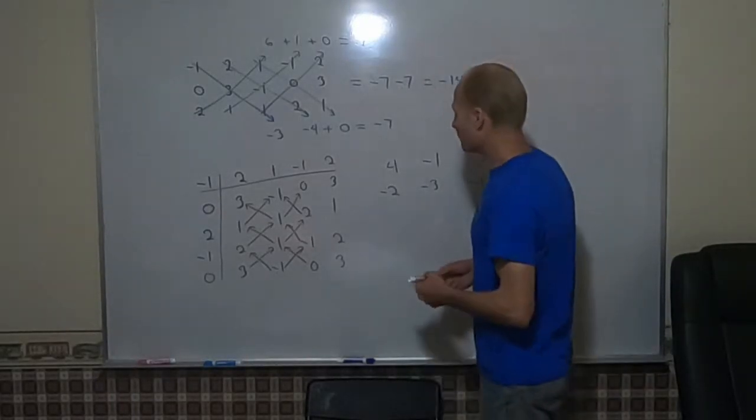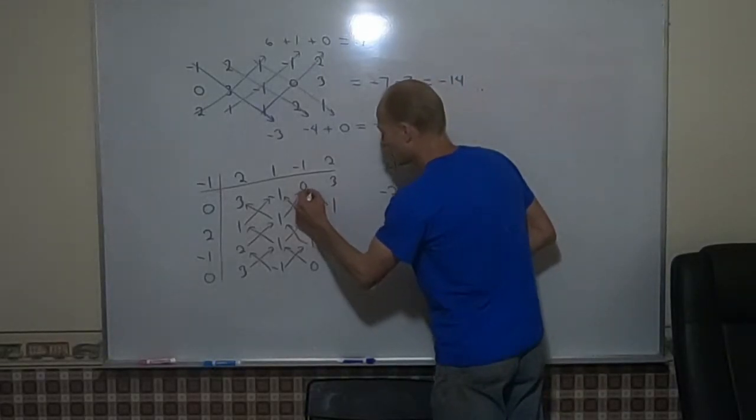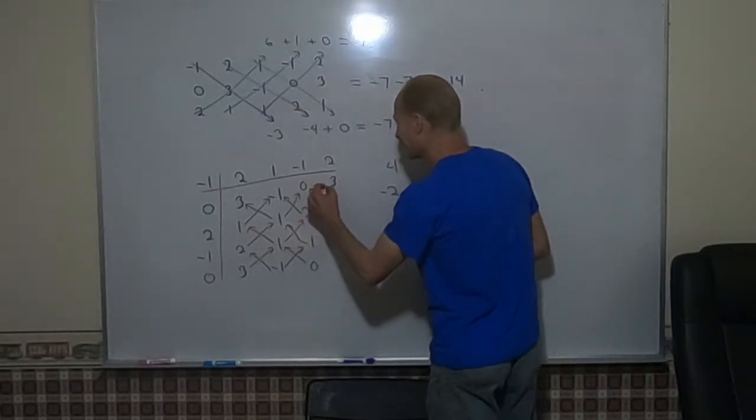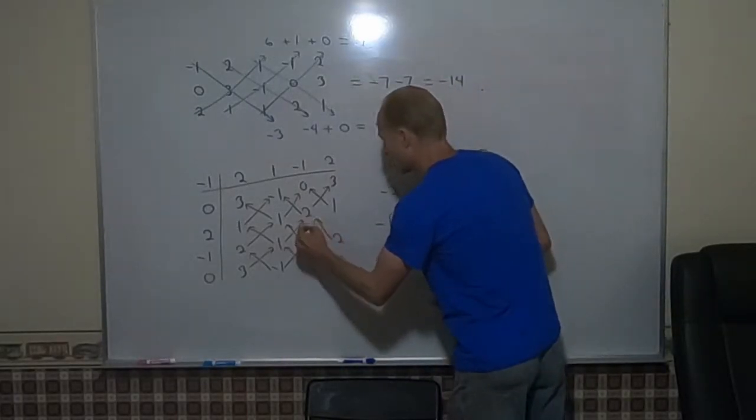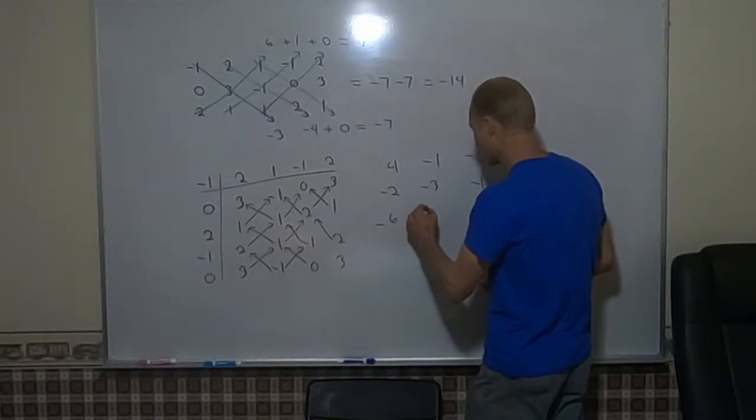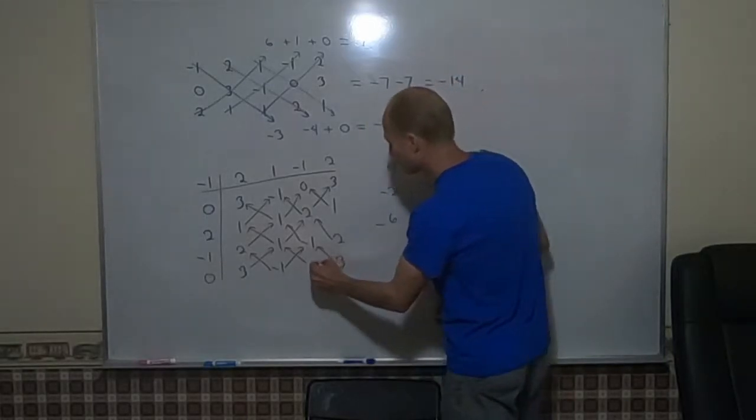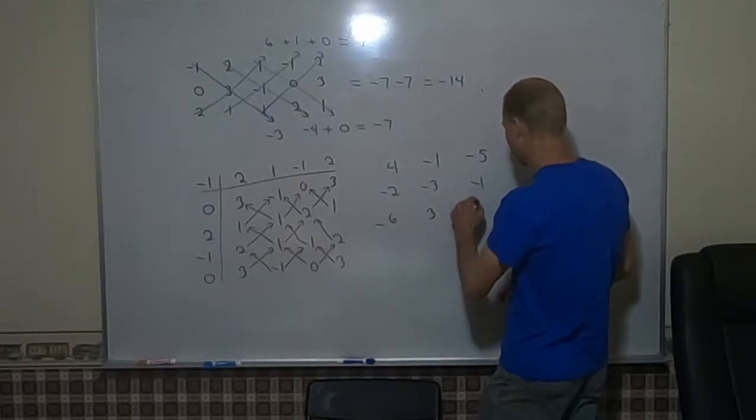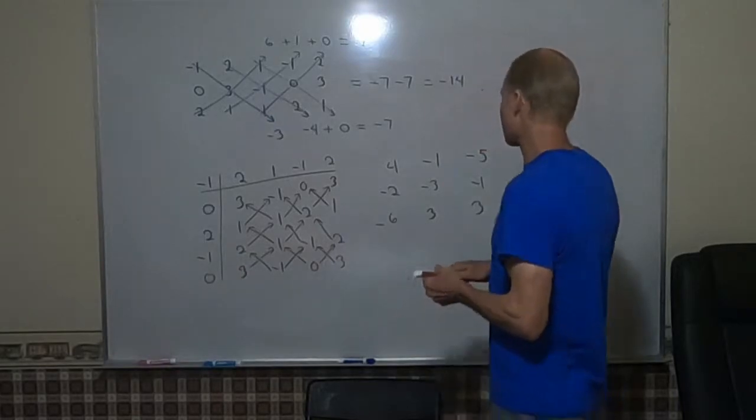So we're on the last column, which is going to produce our last row. So we have 0 minus 6 makes negative 6. 4 minus 1 makes 3. And finally, 3 minus 0 makes 3. Okay, so we now have what's called our adjoint matrix.